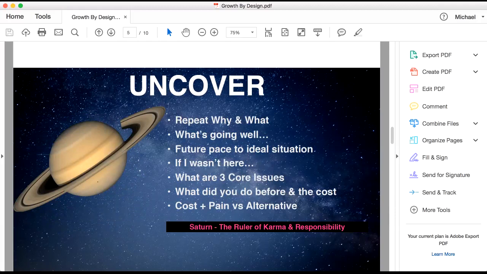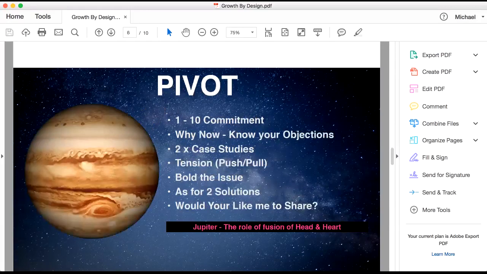The uncover here: what's going well for you, in an ideal place where would you be in the future? If I wasn't here, how would you get there? What are 3 core issues that are holding you back? What have you done to solve those before, and what's that cost you? Turning up the pain, turning up the cost versus the alternative. Then pivoting, the 1 to 10: on a scale of 1 to 10, where are you at?